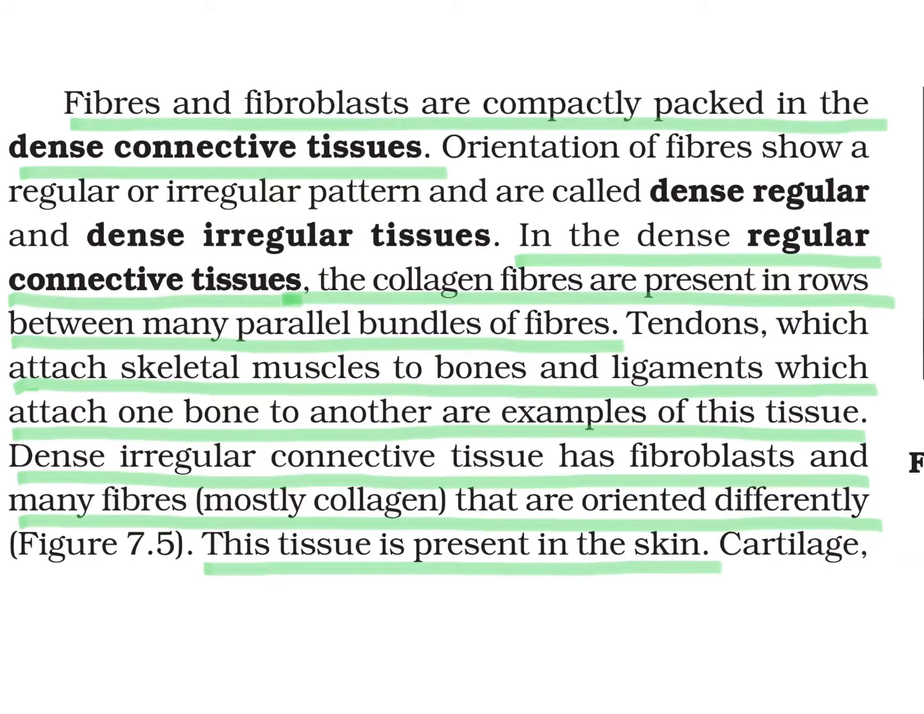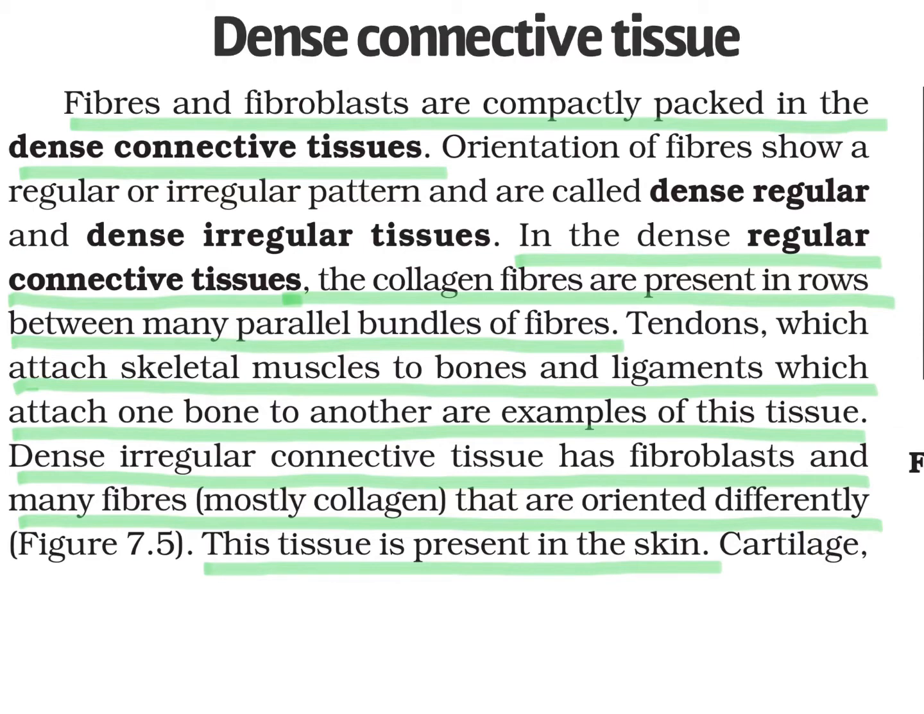Now let us see another type of connective tissue, dense connective tissue. If we see their structure, location and function, the fibers and fibroblasts are compactly packed. Last time we saw that in loose connective tissue they were loosely packed, but here they are compactly packed, and that's why they are known as dense connective tissue. If we see the orientation of fibers, they show regular or irregular patterns, and based on this they are defined as dense regular connective tissue or dense irregular connective tissue. This I will show you with the help of a diagram.